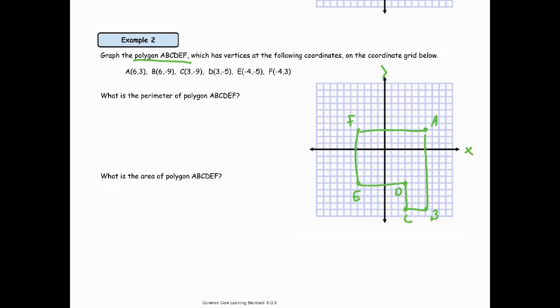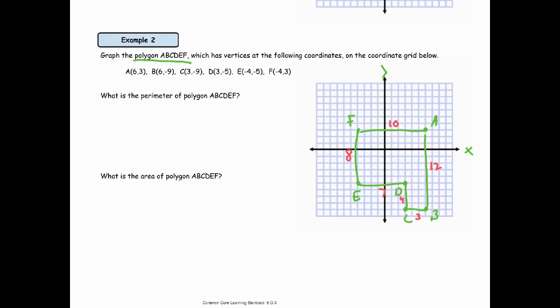From point A to point B, we can count 3 units down to the x-axis, and then another 9 units down below that for a total of 12 units. Segment BC, we can count 1, 2, 3 units. Segment CD has a length of 4 units. DE has a length of 7 units. Segment EF has a length of 8 units. And segment FA has a length of 10 units.